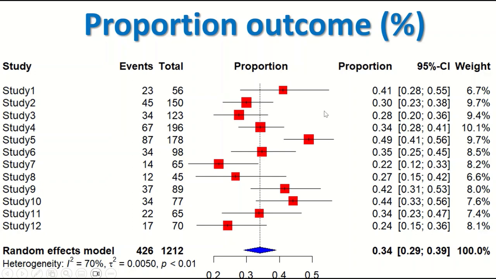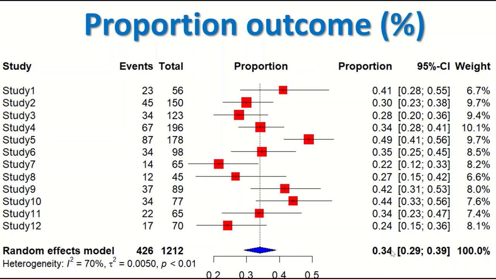The second part is the diagrammatic representation of these descriptive data. The red square here represents the effect size estimate, which is the proportion. There is a variation in the size of the square that is based on the sample size or the weight percentage. The horizontal line represents the 95% confidence interval. And the vertical line is the line for the overall or pooled effect size. And the diamond-shaped structure here is the overall estimated effect size, which is the pooled proportion.